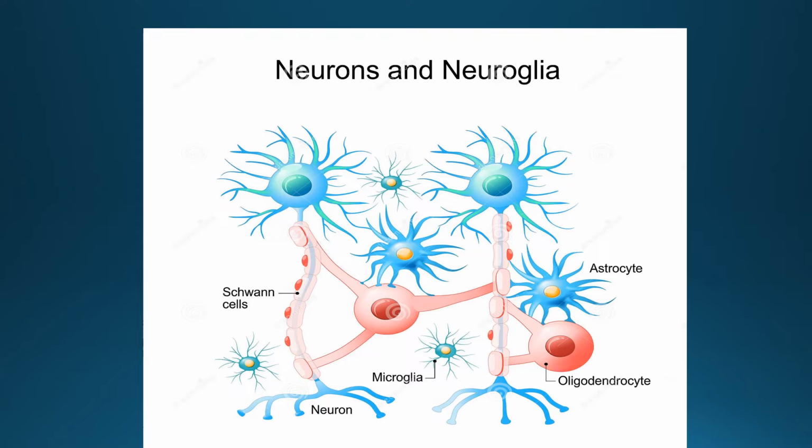Here is a diagram of neuron and neuroglia. In this one is a neuron, then the axon of the neuron, axon terminus. This one is also a neuron, cell body of the neuron, axon and axon terminal. Here is the myelin sheath. Here is also a myelin sheath. Then neuroglia or glial cell. So this one is microglia, oligodendrocytes, astrocytes and Schwann cell.